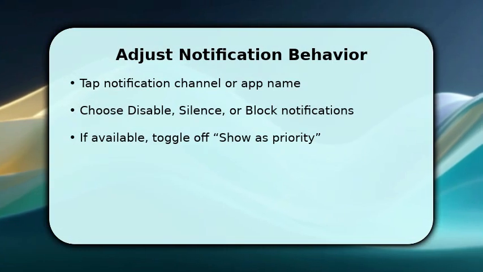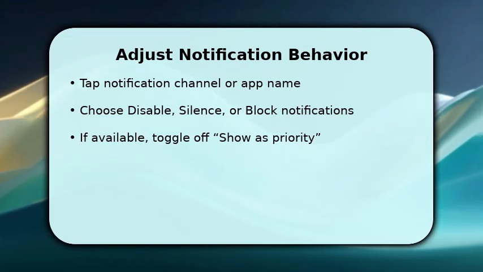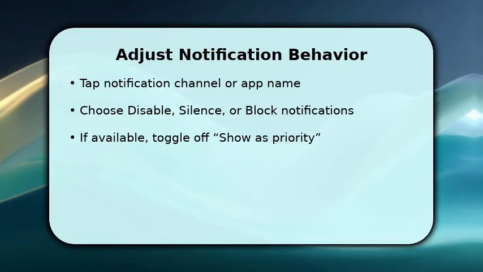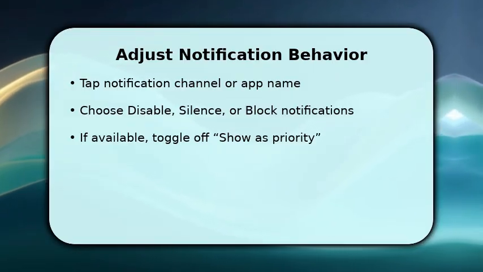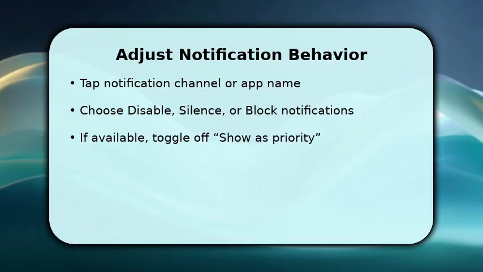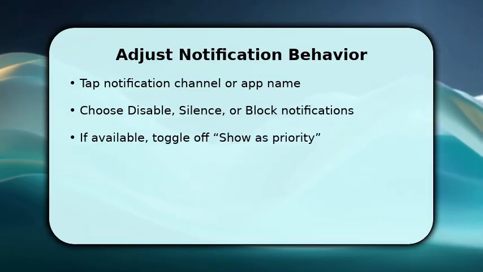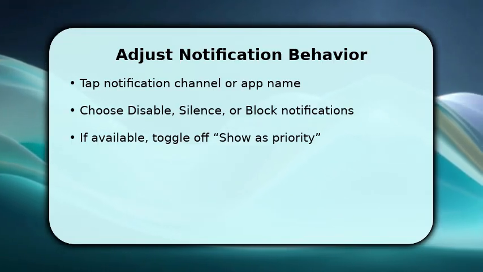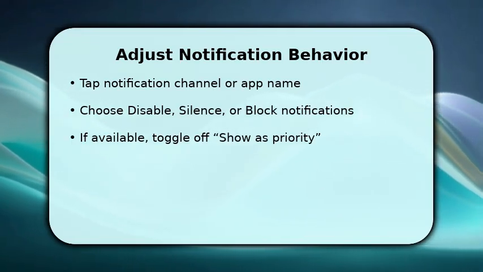Now you will modify the notification behavior for the responsible app or channel. Tap the app or channel to view options, then choose Disable, Silence, or Block notifications depending on your OS. Make sure to toggle off any Show as Priority or Override Do Not Disturb options. These keep the banner persistent.